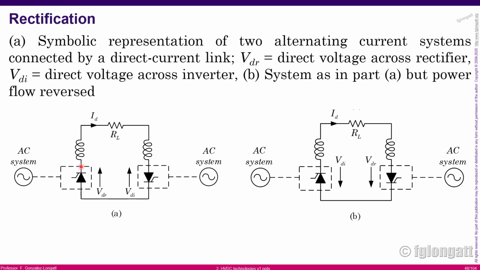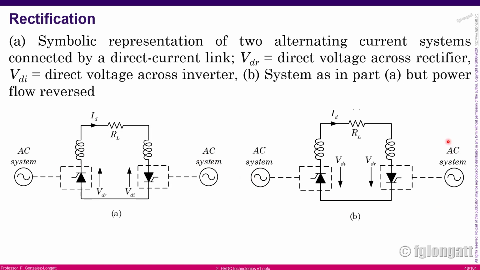Because if you look over here and you want to change the power direction, what you need to do is change the polarity, the voltage polarity across the devices, okay? For instance, in this case, you want to send power from this AC system to the other AC system. That means this will be the rectifier and this will be the inverter. As a consequence, the voltage over here should be in this polarity, positive here, negative here, and positive and negative here, and the power is going from AC system 1 to AC system 2.